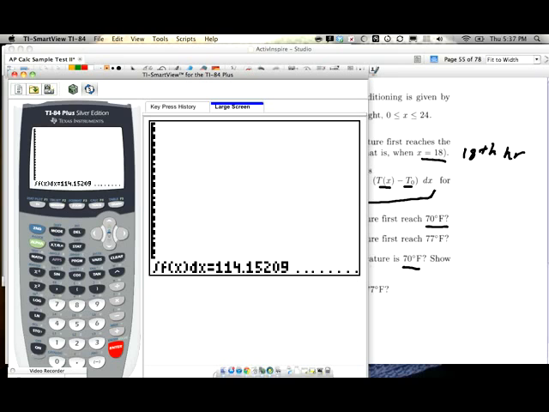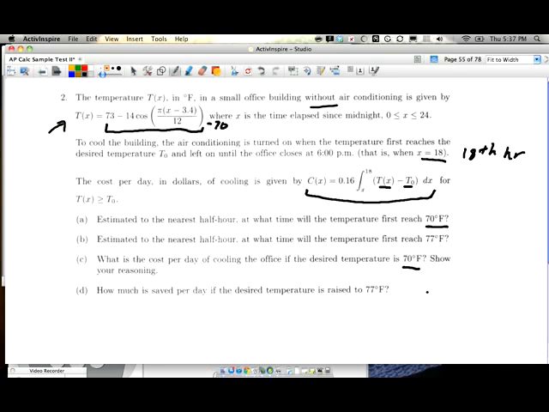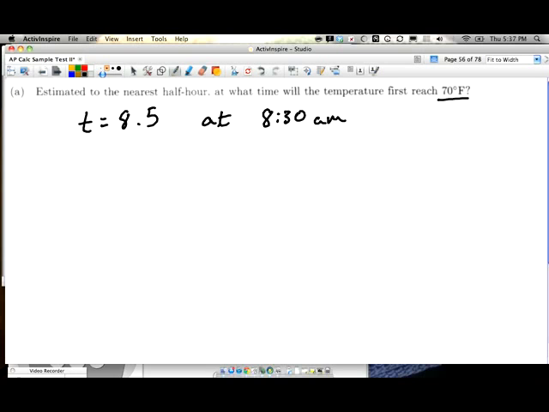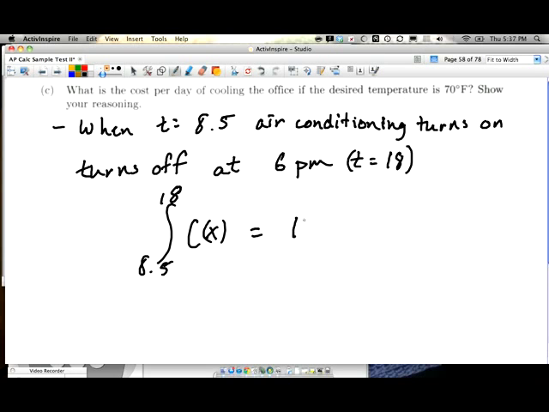Then it calculates the area. It says $114.15. So our answer then would have been $114.15. It's a lot for one day with one office.